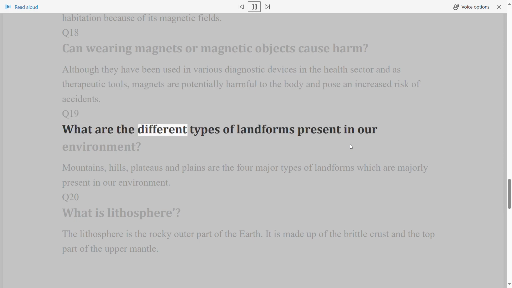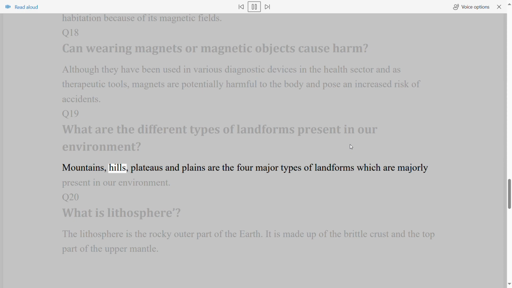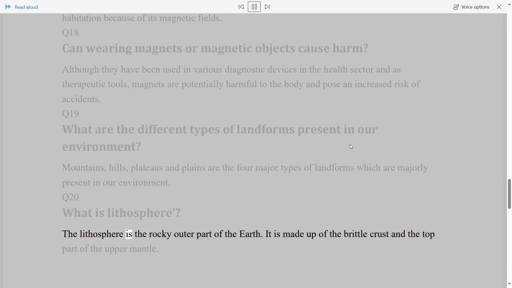Q19. What are the different types of landforms present in our environment? Mountains, hills, plateaus and plains are the four major types of landforms which are majorly present in our environment. Q20. What is lithosphere? The lithosphere is the rocky outer part of the Earth. It is made up of the brittle crust and the top part of the upper mantle.